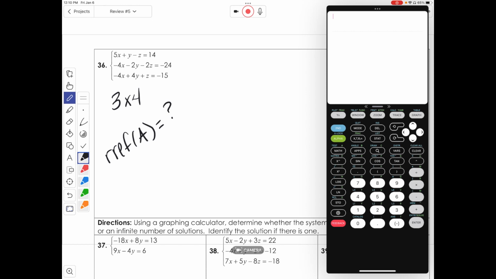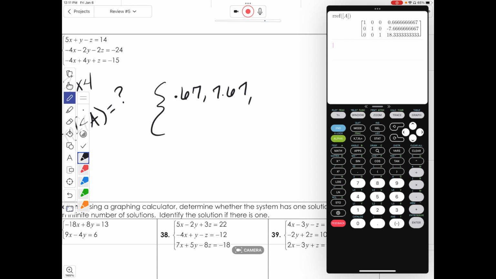So I go quit or second mode, go back to your matrix, tell it that you're going to be doing some math, and you're going to use reduced row echelon, and your matrix was matrix A, so that's the matrix that we're going to use because we've edited our 3 by 4. And so this time your solutions are 0.67, negative 7.67, and 18.3. If they wanted them in fraction form, you'd have to change them into fraction form.